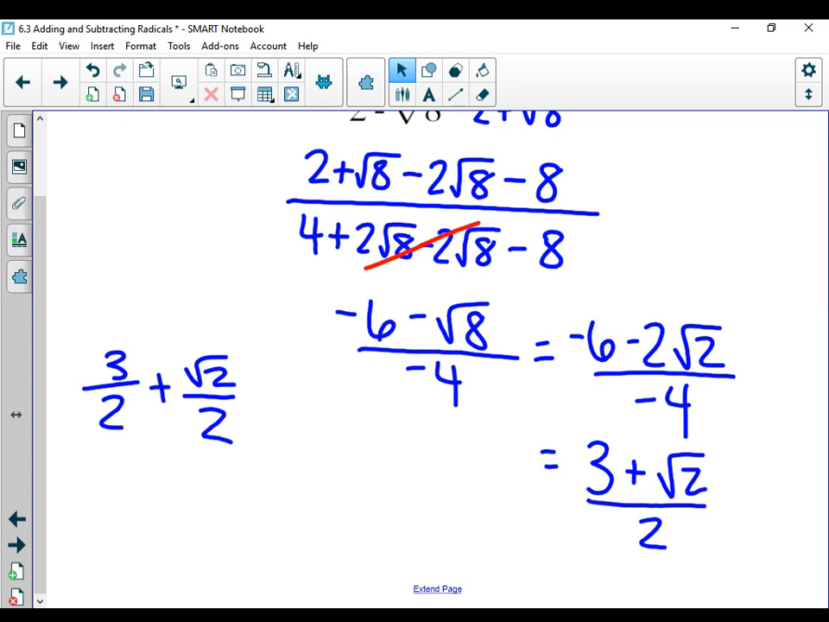Yeah. Why can't you cancel out the negative 8? Who's on the top and the bottom? It'd have to be in every single piece. Good question.